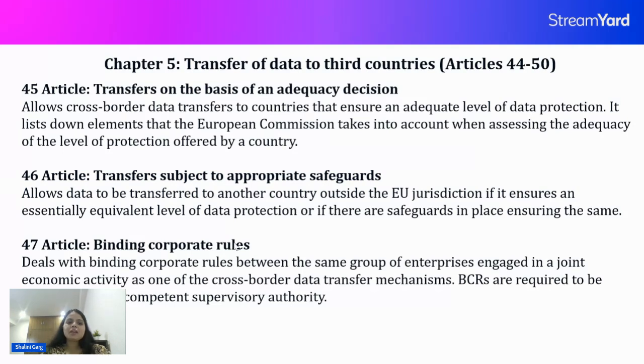Then there are additional safeguards, where authorization from the competent supervisory authority is required. With that authorization, we can enter into contractual clauses between the controller or processor and the recipients of the personal data. It means we can enter into DPAs and SCCs, and provisions inserted into administrative arrangements between public authorities, and the consistency mechanism also.